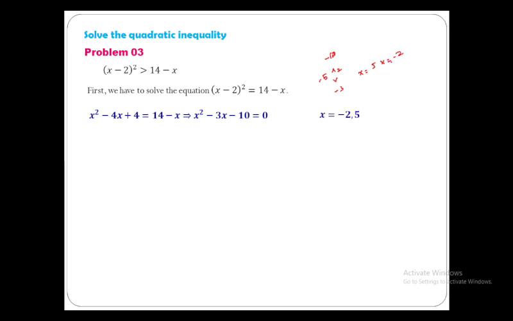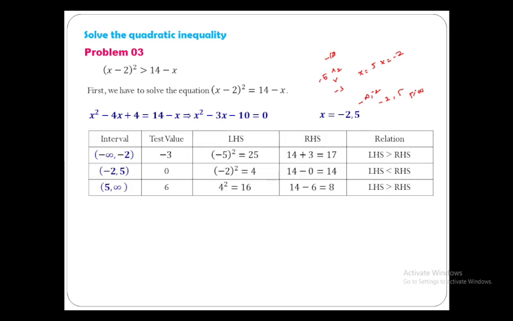So the interval is split up into minus infinity comma minus 2, minus 2 comma 5, and 5 comma infinity, and we can take the test values on each interval: minus 3, 0, 6. In that, only the interval minus infinity comma minus 2 satisfies the inequality, and also 5 comma infinity satisfies the greater than inequality. So the solution set is minus infinity comma minus 2 union 5 comma infinity. There is no equal sign in the given question. So there is no closed interval in the solution.